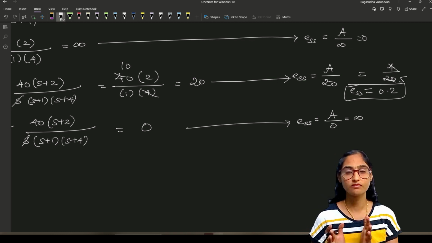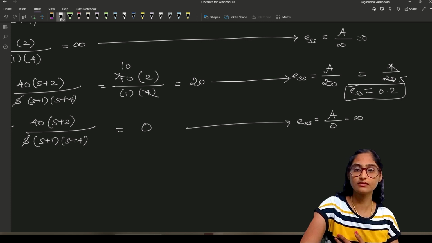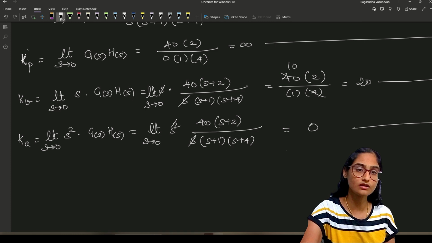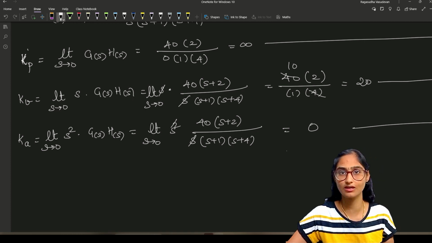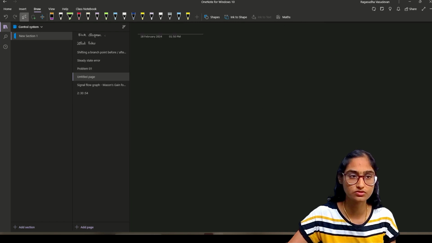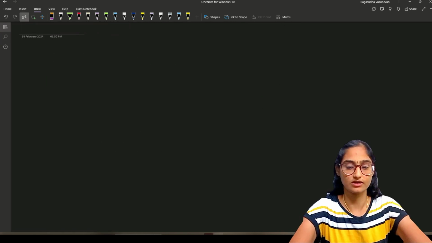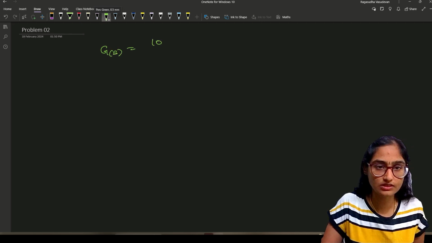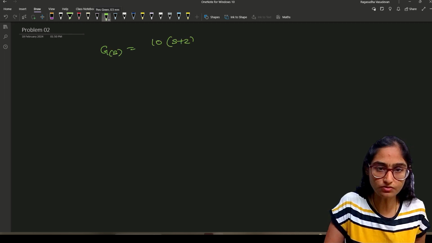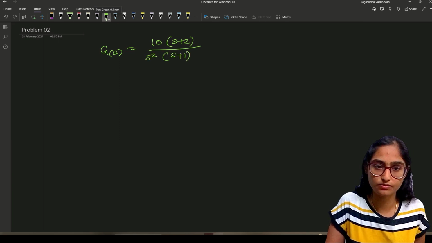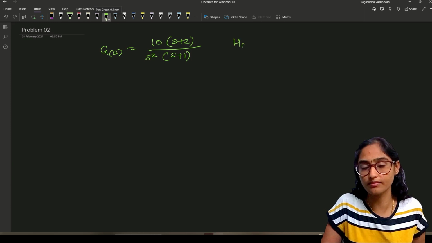Okay. We'll solve one more problem in the same concept. This is quite a little trickier one, but it's just the same story. Whatever you did in this problem, you're going to do in the second problem also. We'll check that. In this problem, the system transfer function is 10 into s plus 2 divided by s square into s plus 1, and this is a unity feedback system.